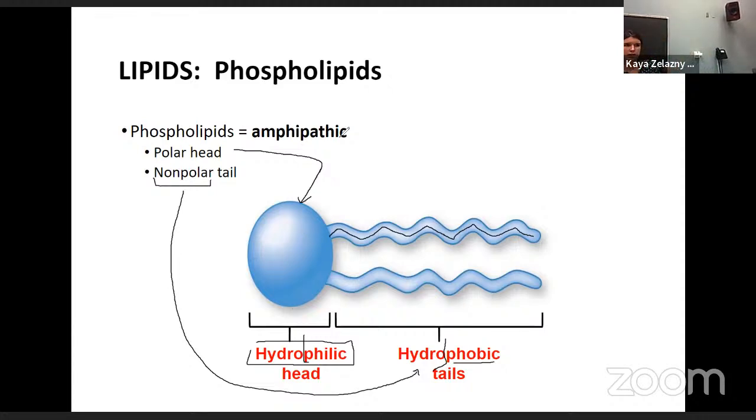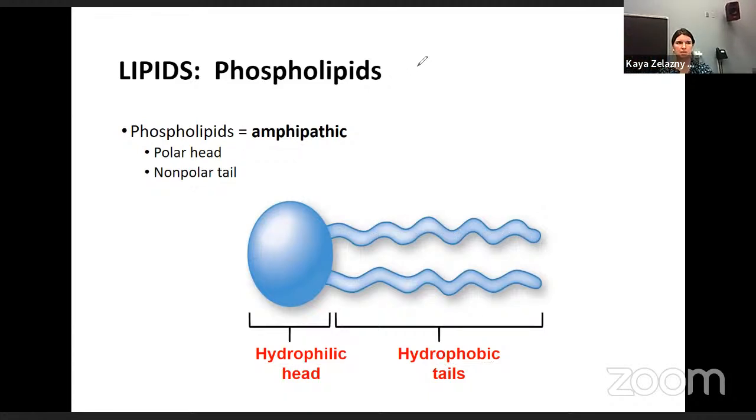This gives phospholipids a really special property. They're lipids because of these nonpolar tails, because they're mostly made of hydrogen and carbon, but they also have one end that's attracted to water, which means they're going to form really specific orientations and structures when they group together in a watery environment. That's what allows them to form the basis of our cell membrane.